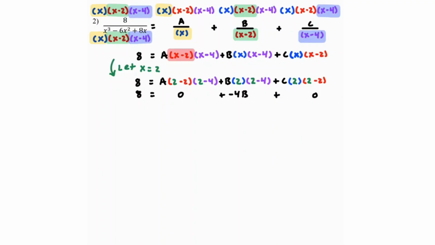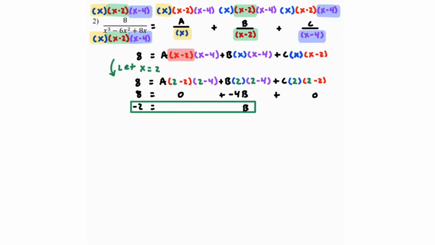Simplify it, we get 8 is equal to 0 plus negative 4b plus 0. Notice here, we got rid of both the a and c terms, so we can just worry about the b term. Well, divide both sides by negative 4, and we get b to be negative 2. So we solve for b.